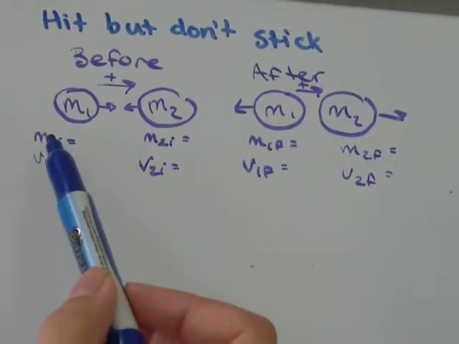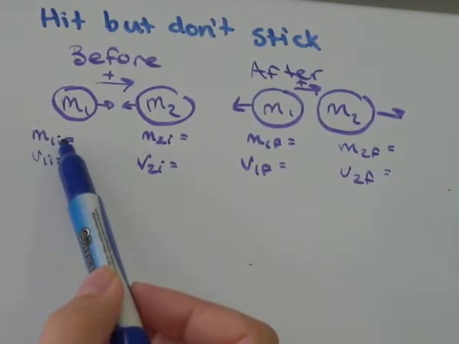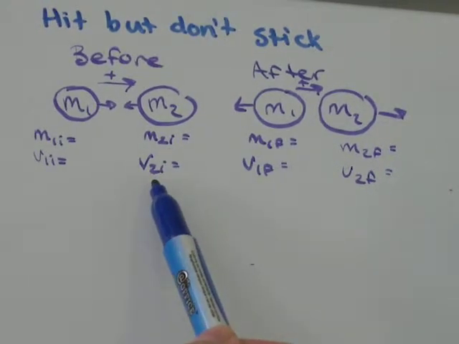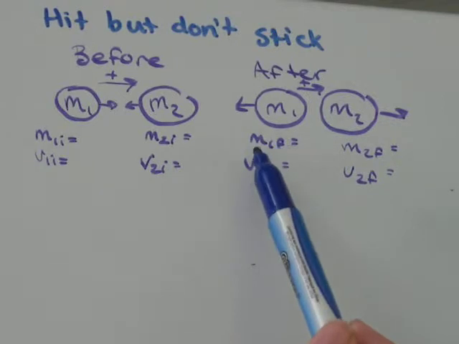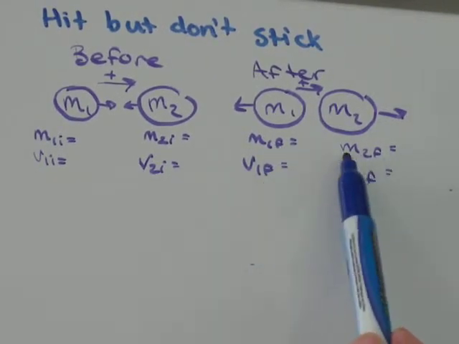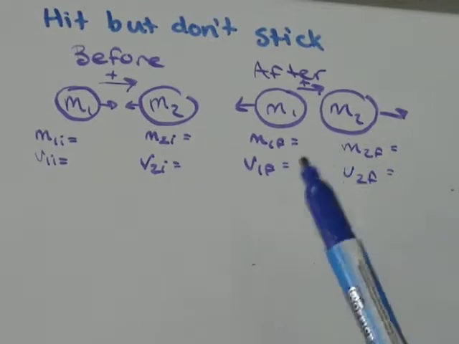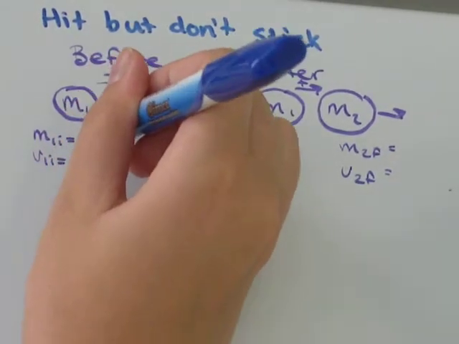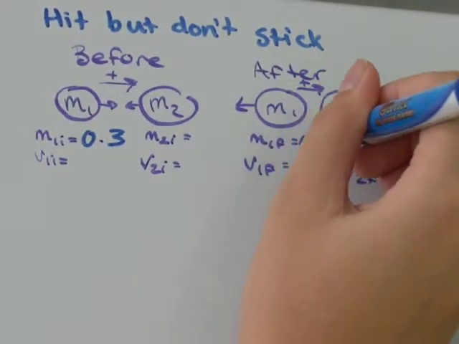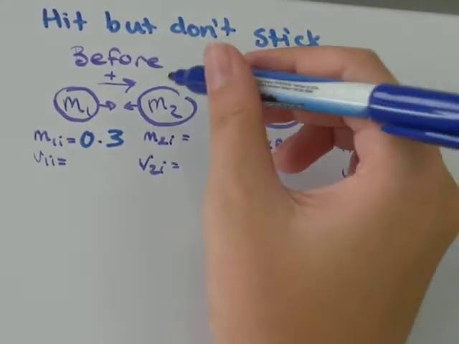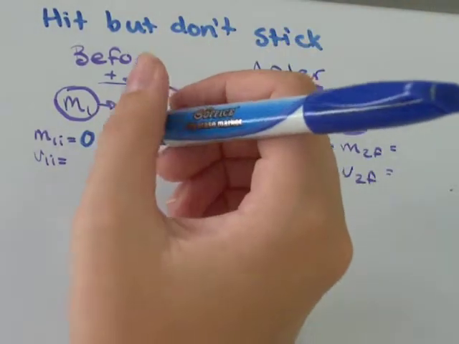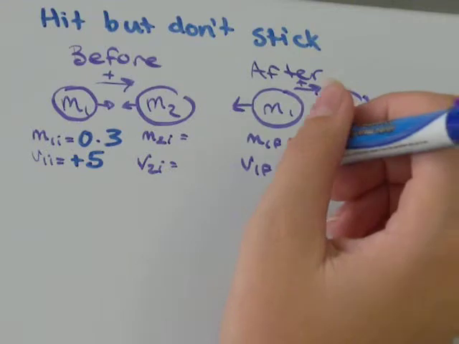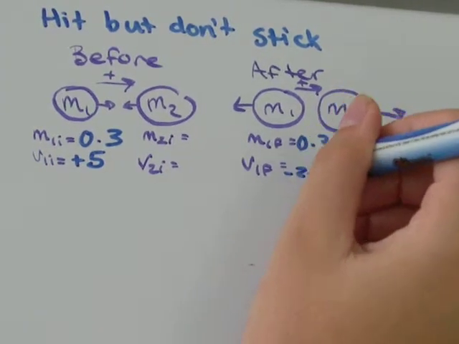What I've written down here, I have M1I, that means M1 initial, V1I, V1 initial, M2I, M2 initial, V2I, V2 initial, and over here I've got my finals, the final mass, the final velocity, the final mass, and the final velocity. So let's say that M1 is equal to 0.3 kilograms. Its mass doesn't change, so M1 is going to be the same before and after the collision. Originally, it had a velocity of 5, and after the collision, it has a velocity of negative 2.2.